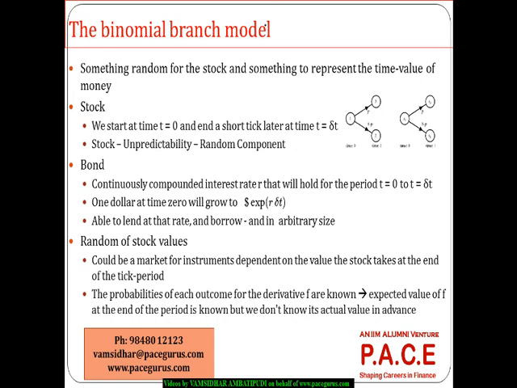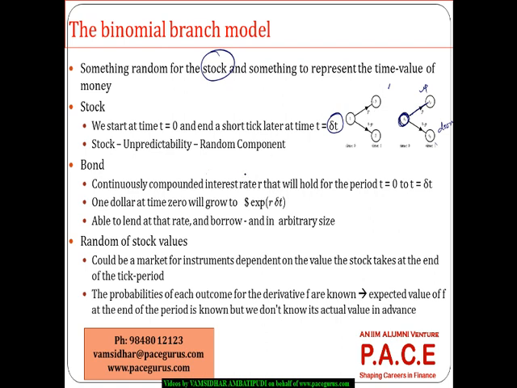Okay, so talking on the binomial branch model, we know that in terms of a stock, the price can either go up. Let's say I'm talking about some stock price S1 as of today. It can go either to S3 after a certain small time period delta t, it can either go to S3, which is up, or it can go to S2, which is down. But it is unpredictable. There is a random component that goes into it. That is what we are talking of, the movement of a typical stock.